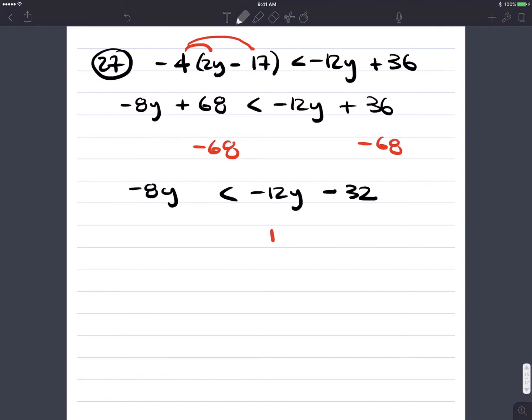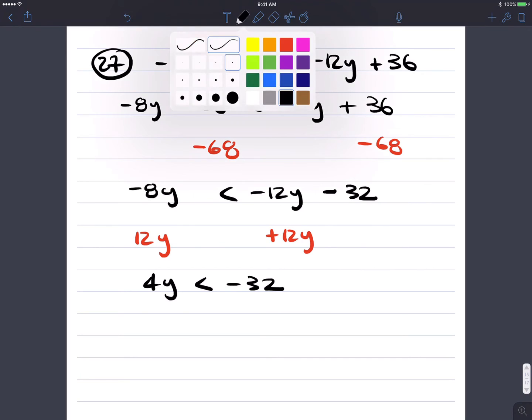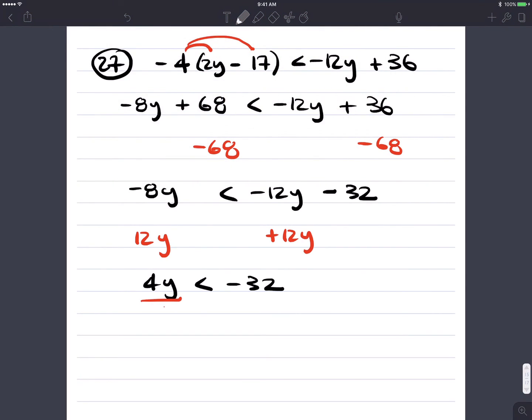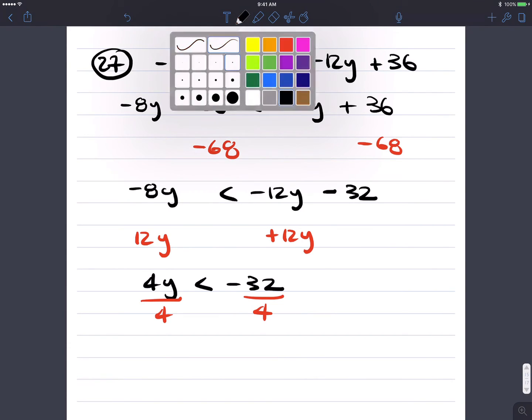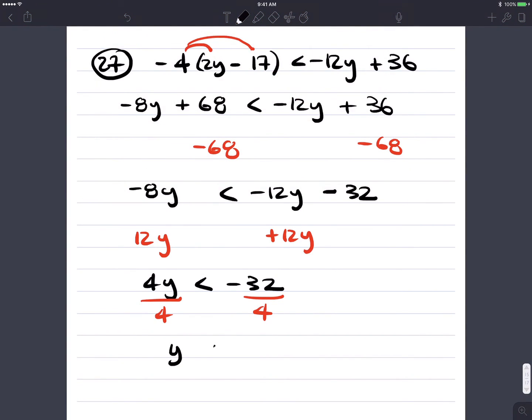We're now going to add 12y to both sides to preserve our balance, and we'll end up with 4y being less than negative 32. Divide both sides by 4. We end up with y less than negative 8. We have solved this linear inequality.